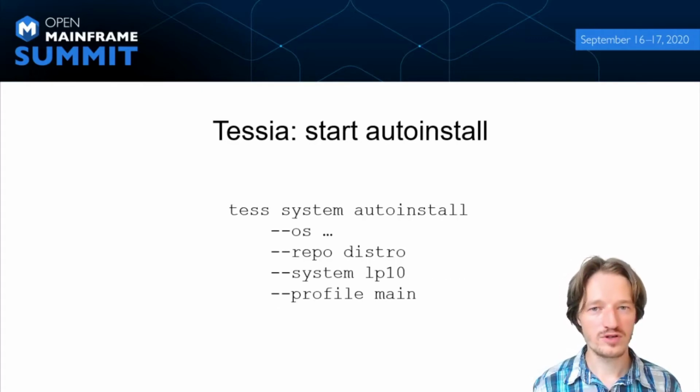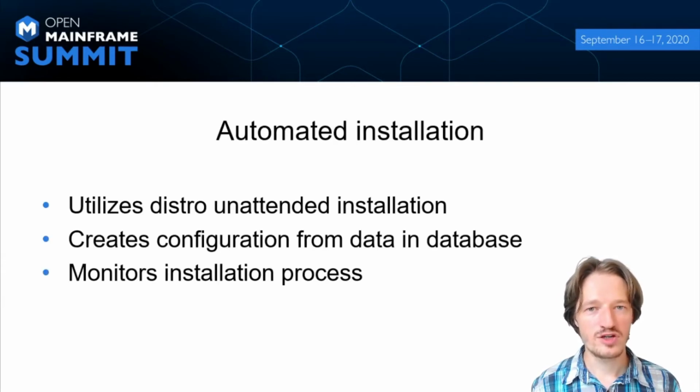Tessia performs automated installations using a feature of nearly all distros, the unattended installation. Using data from the database, Tessia generates a configuration file, whether it is a kickstart or an AutoYaST or a preseed, and then boots the installer with it. The biggest difference, apart from different distros having different configuration files, comes from the choice of the hypervisor.